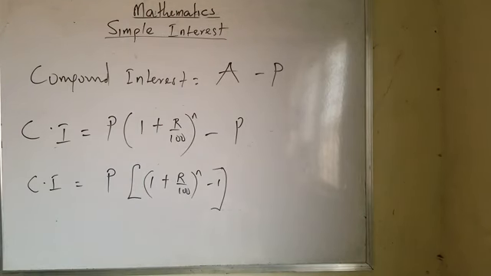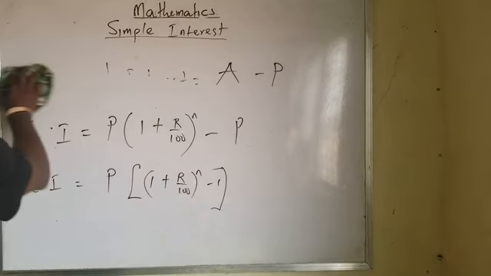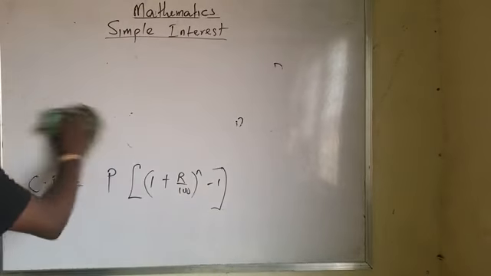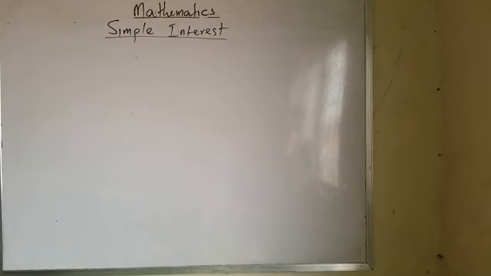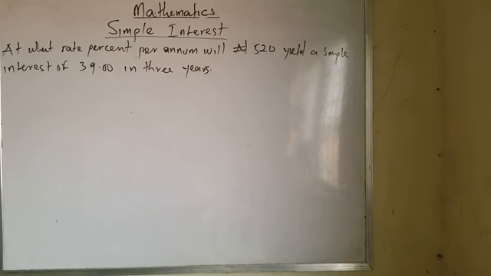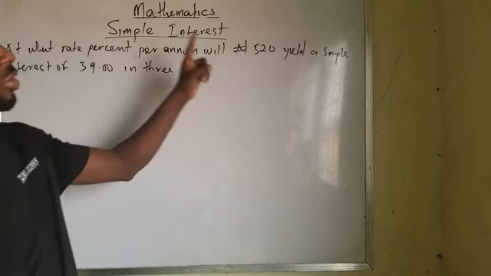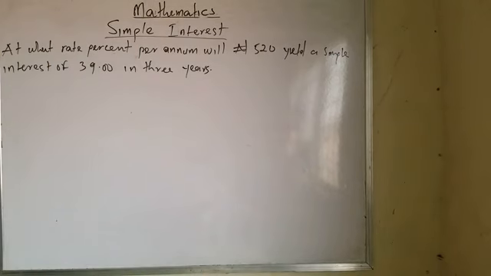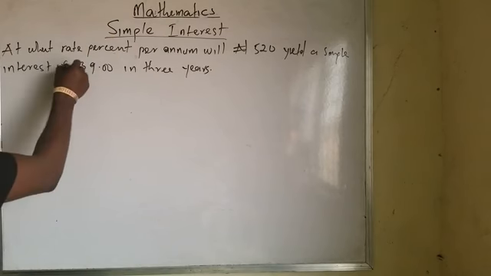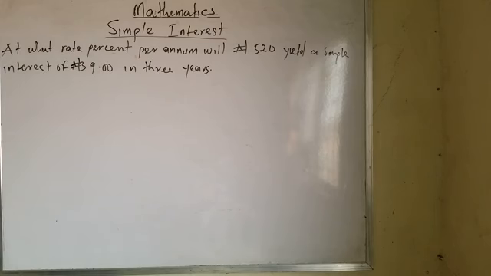Now, let me give one or two examples on simple interest and amount before I go to the next video, which is going to be compound interest. Look at this question. At what rate percent per annum will 520 naira yield a simple interest of 39 naira in 3 years?